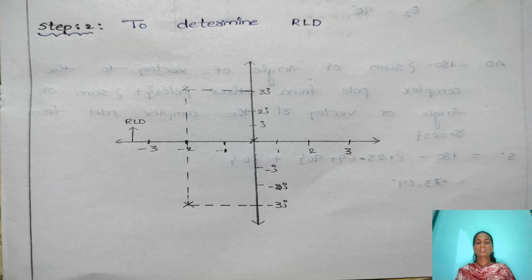To determine the root locus, first we take the x-axis and y-axis, with negative and positive values of imaginary and real parts. First we locate the zeros and the poles. The number of zeros is 0 and the poles are 0, −2 + 3j and −2 − 3j, and here they already exist.